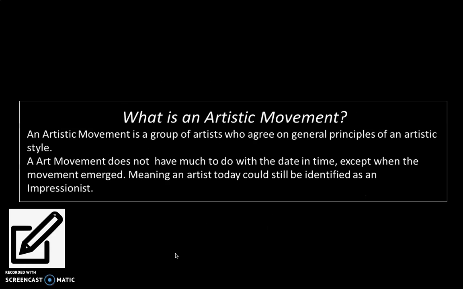Okay, please write this down. What is an artistic movement? I'm sure you've all gone over this, but I thought it would be good to cover the basics. An artistic movement is a group of artists who agree on general principles of an artistic style. So an art movement does not have to do much with a date and time, except when it sort of emerged, meaning an artist today could still be identified as an impressionist or a cubist. So a movement is a group of people that sort of get together and decide that they're going to all paint using red.